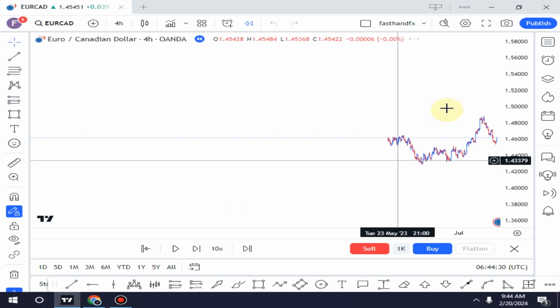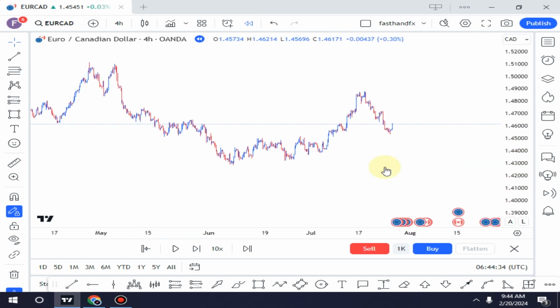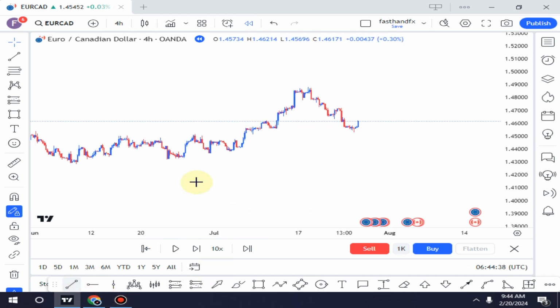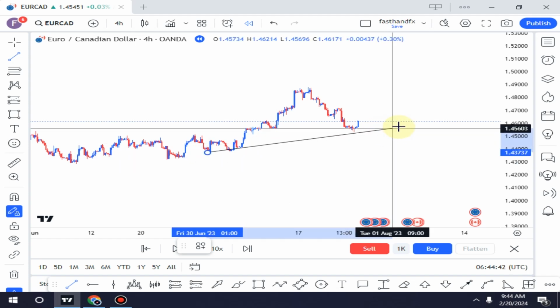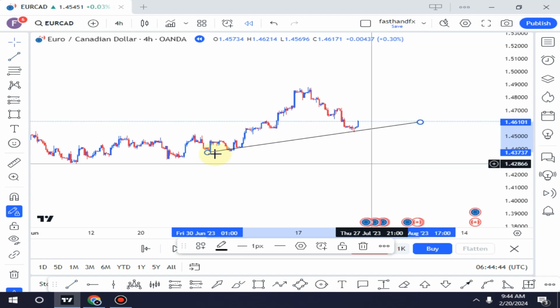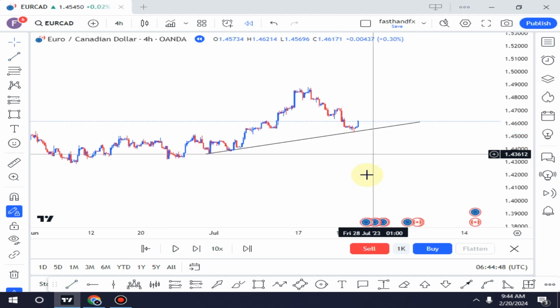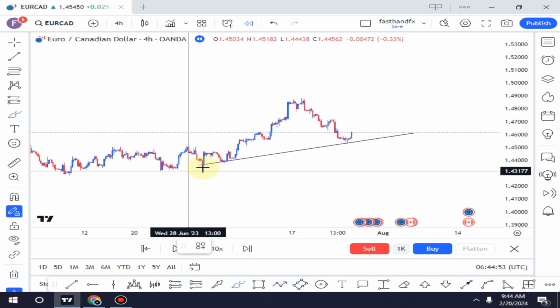I'm looking at Euro card, and as usual, I'm at the H4. So one thing, guys, you need to make sure that you have at least your touches from the immediate high or the immediate low. So let's just do this, 1, 2. So price, of course, just gave us the third touch right there. So now remember, we are looking for buys.